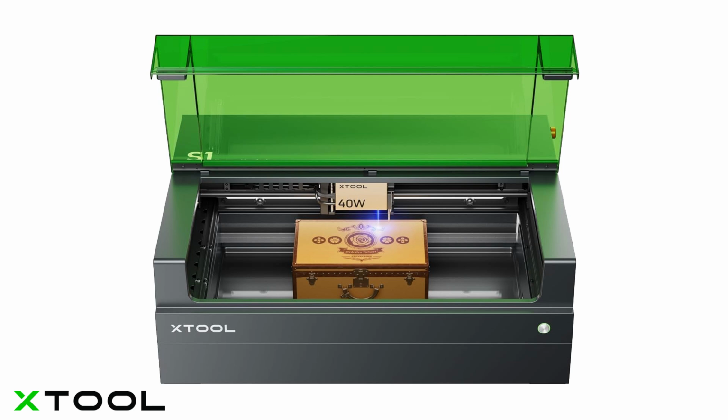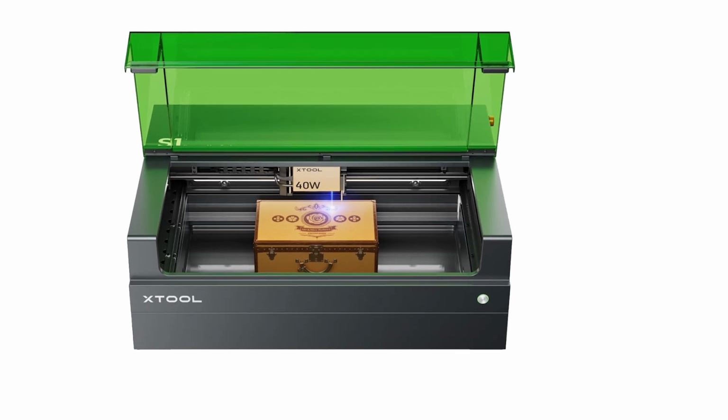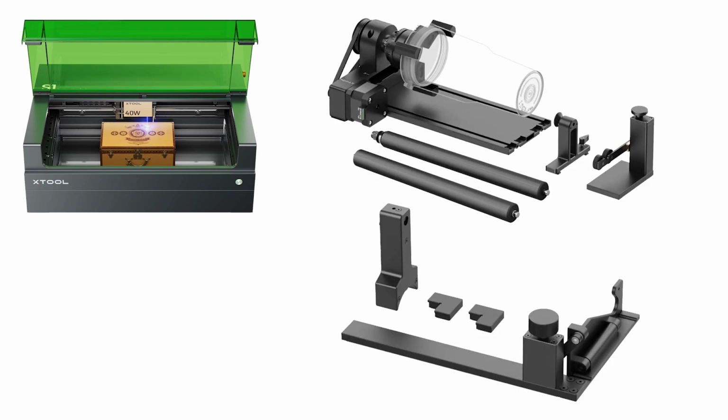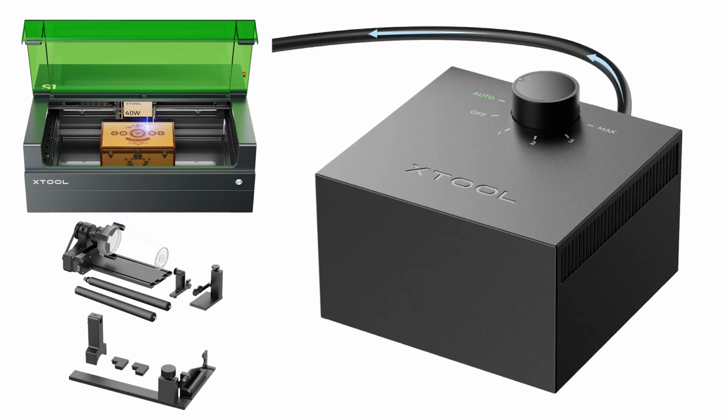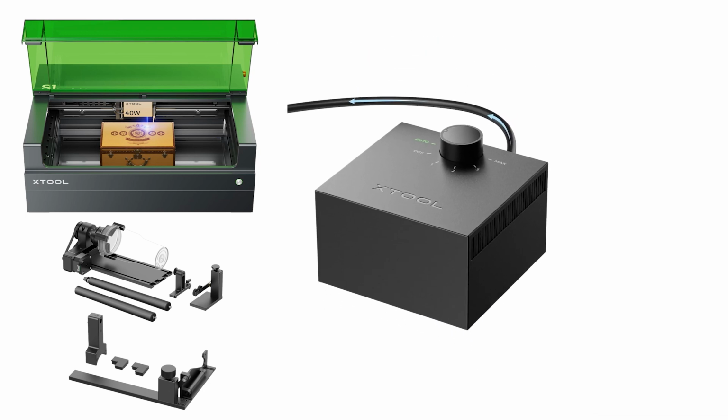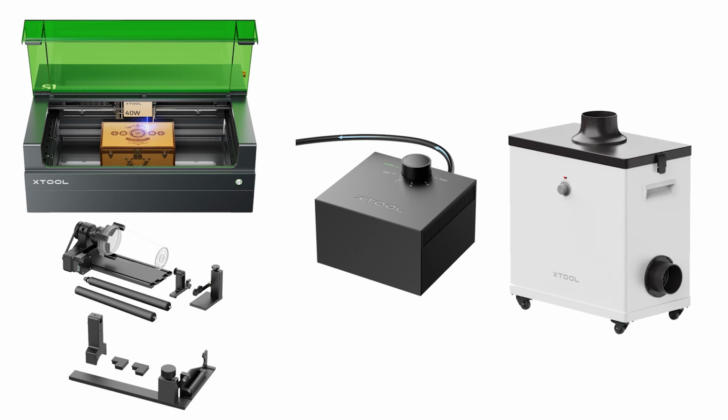My laser is the xTool S1 40-watt laser cutter and laser engraver. It came with the xTool RA2 Pro rotary accessory for engraving curved surfaces like insulated tumblers. I also have the xTool Air Assist to remove smoke and help laser energy stability. In addition, I purchased the xTool Smoke Purifier and Fume Extractor.